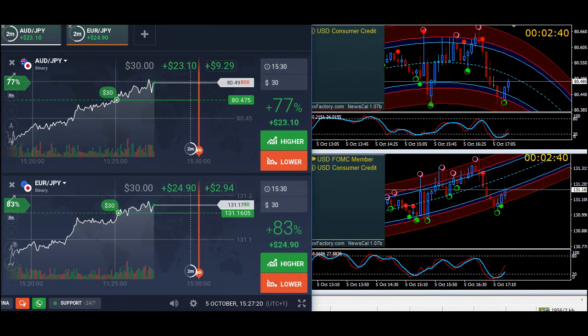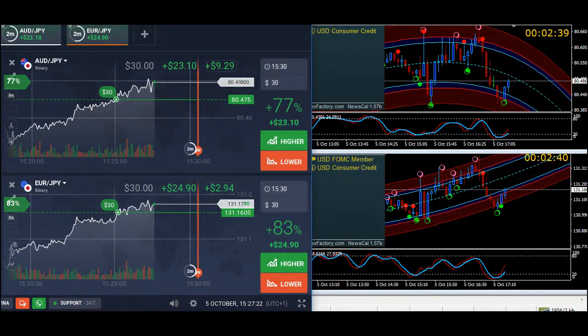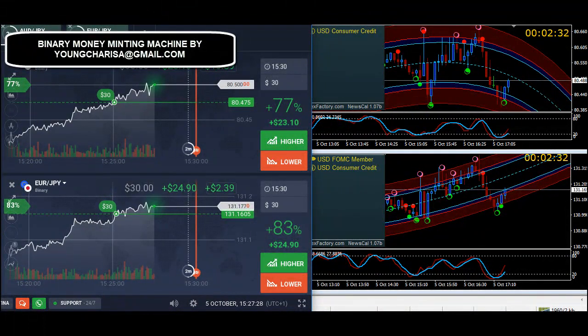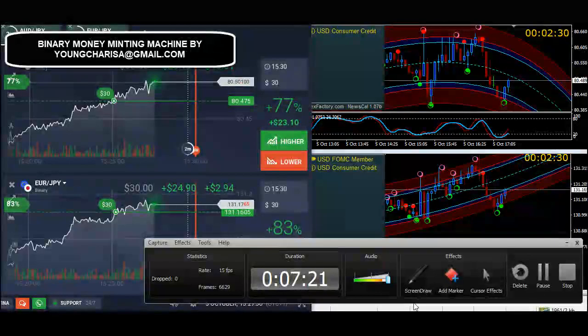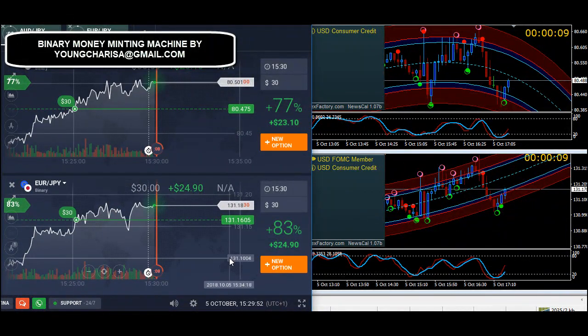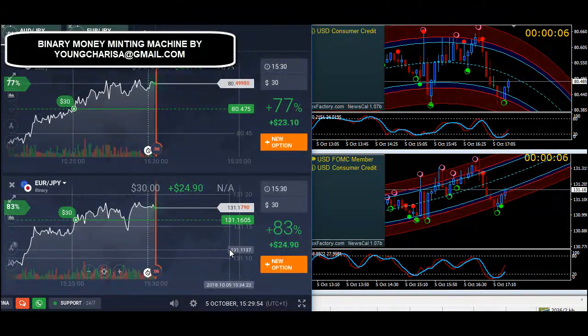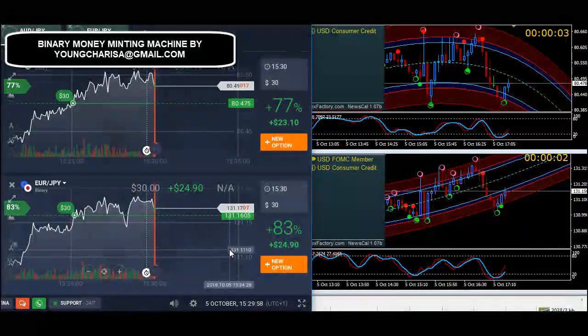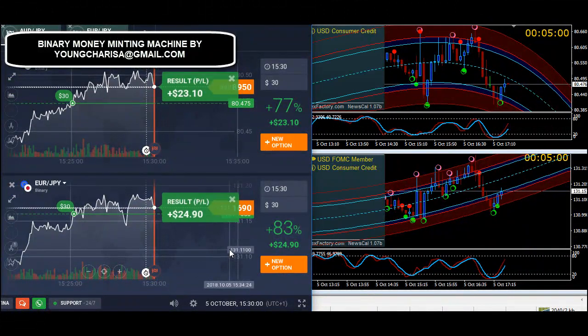This is binary option trading. This is binary money minting machine. Let's make some money. Let's wreck some brokers. As you can see, we have less than 10 seconds to the end of this trade. Let's see what happens.